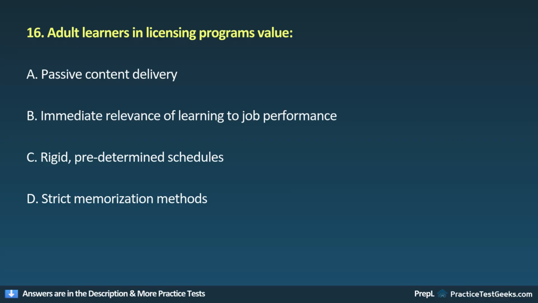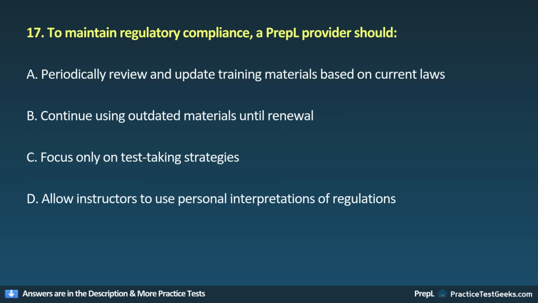16. Adult learners in licensing programs value A. Passive content delivery. B. Immediate relevance of learning to job performance. C. Rigid predetermined schedules. D. Strict memorization methods.